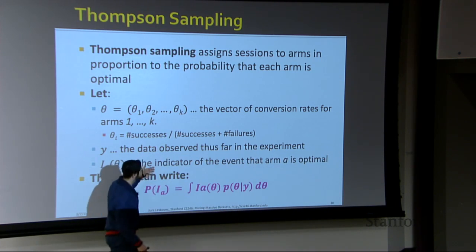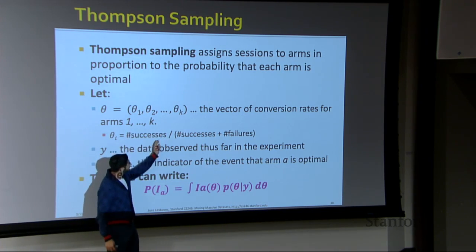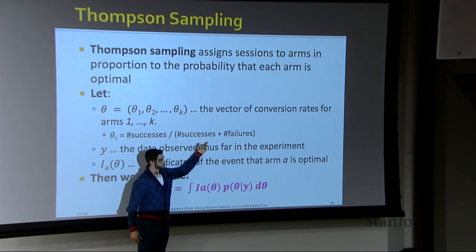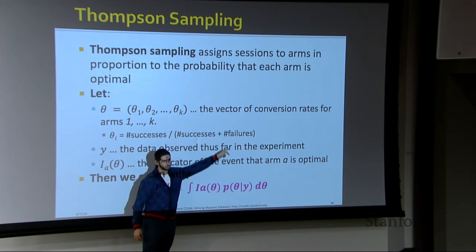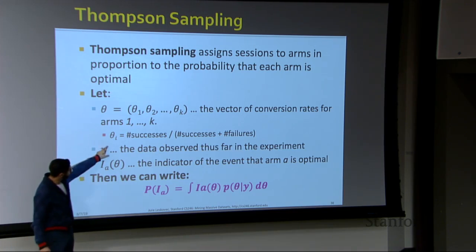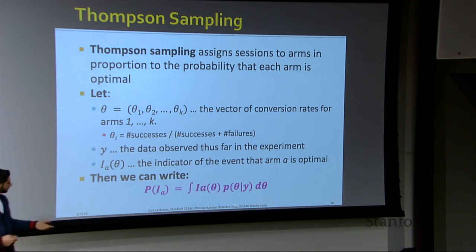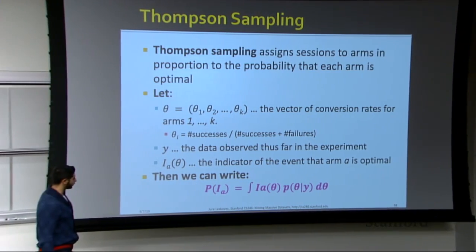So you're basically keeping a count. You're counting how often you get a success divided by all the possible trials, which is nothing but the sum of all the successes and all the failures in that condition. And then we have our vector y, which is all the data observed thus far in the experiment. So if someone is registered or not.